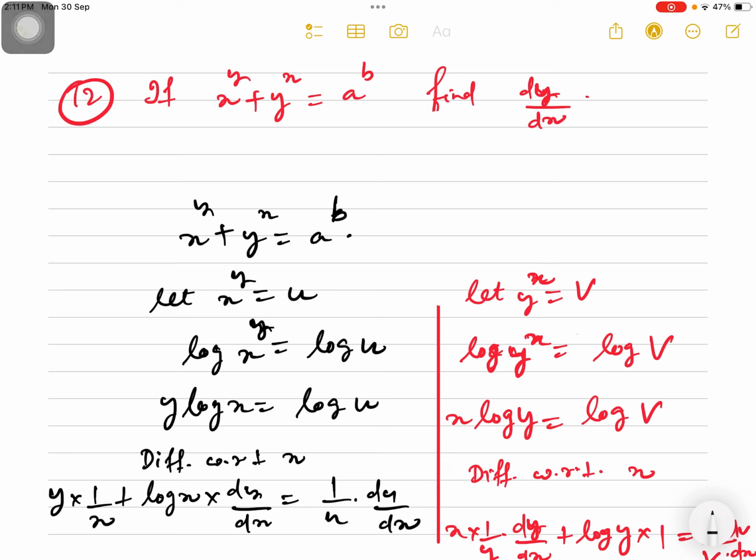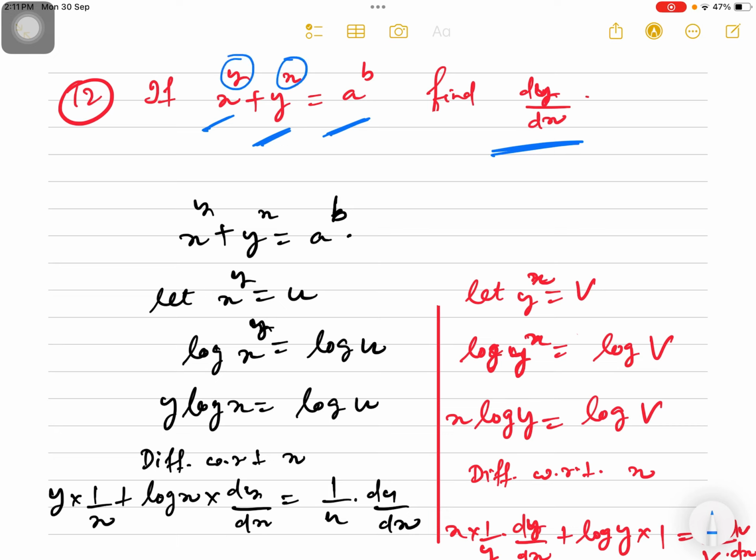Previous year questions, class 12 CBSE question. They have given x^y + y^x = a^b, find dy/dx. In this particular question we have to follow some steps.